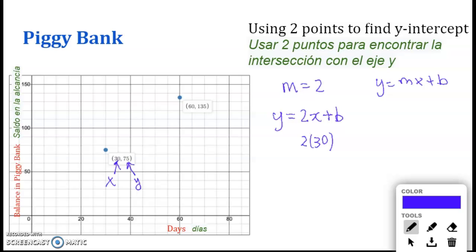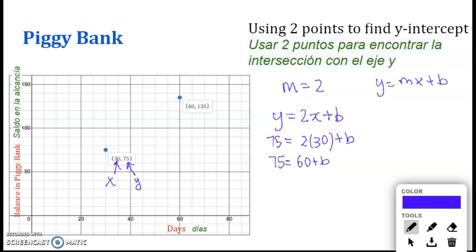And every time I see a y, I am going to use 75 as my value. So 75 is equal to 2 times 30 plus b. We do not know what b is yet, so I am just going to write b as a variable here. Then let's start simplifying. 2 times 30 is 60 plus b is equal to 75.